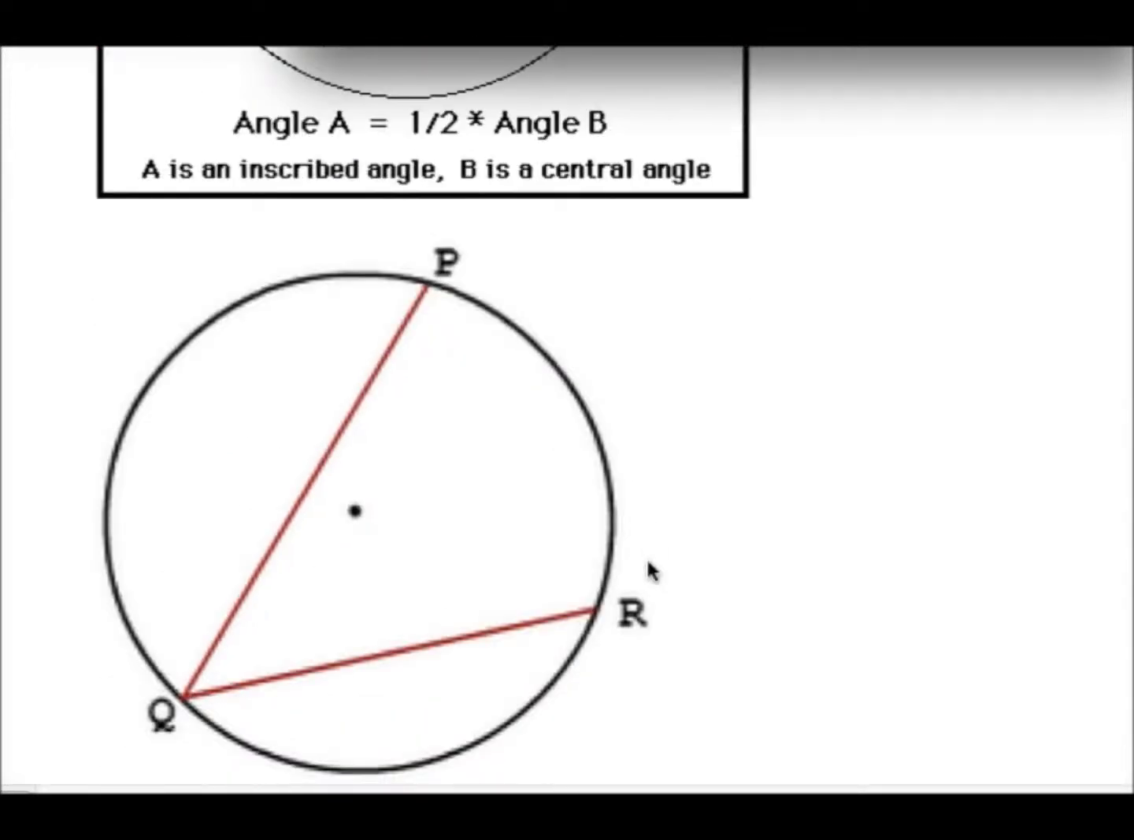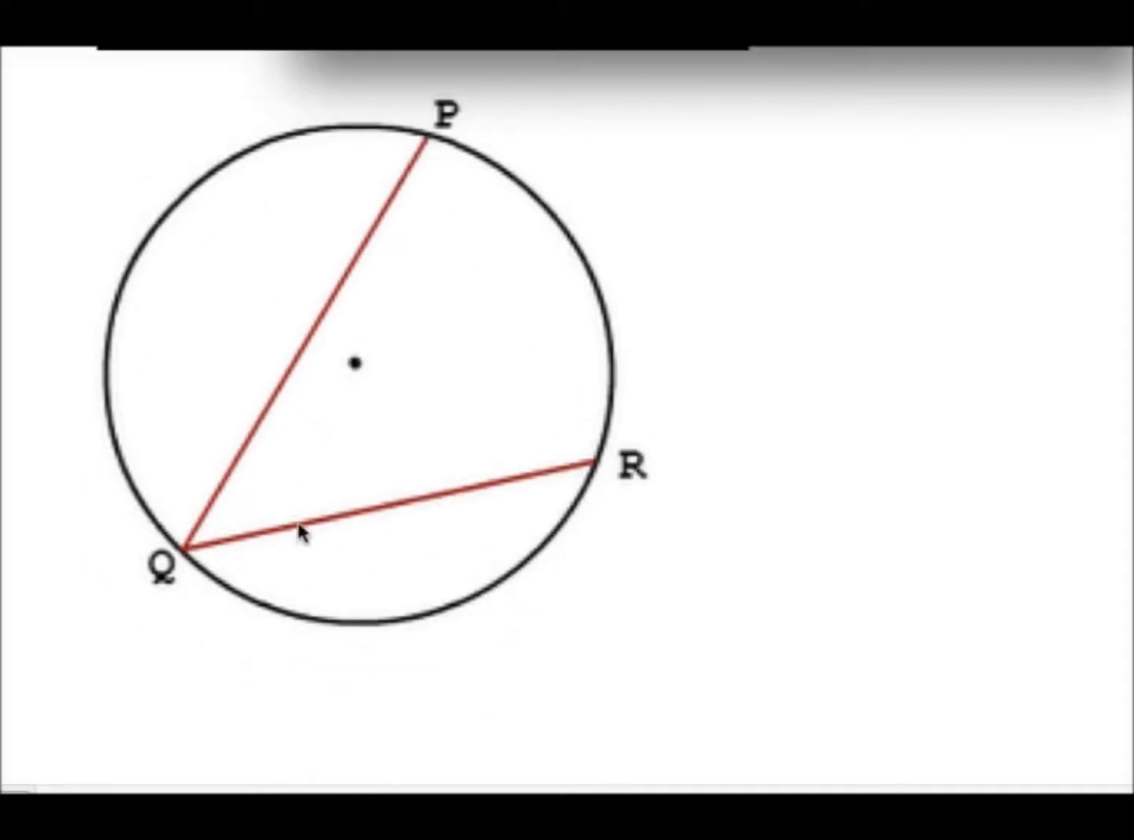In this picture, PQR is the inscribed angle, and it doesn't have a central angle. And the inscribed angle is formed with the two chords.